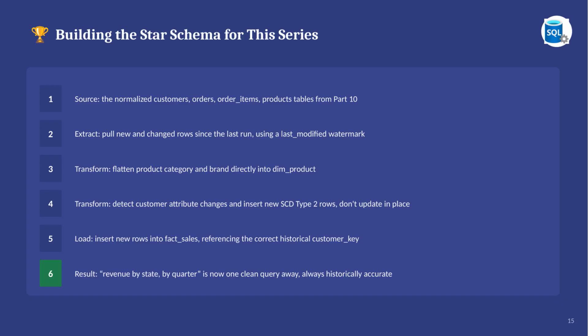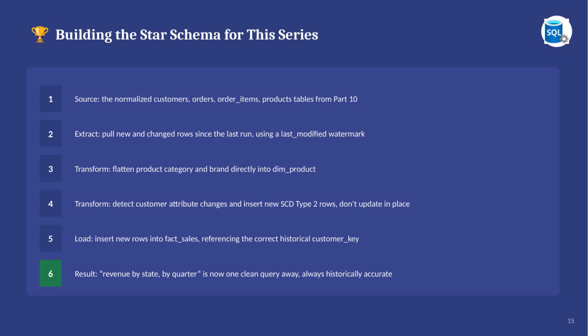Let's walk through building the actual star schema for the exact business we've used throughout this whole series. Source: the normalized customers, orders, order items and products tables from part 10. Extract: pull new and changed rows since the last run, using a last modified watermark column. Transform: flatten product category and brand directly into dim product. Transform again: detect customer attribute changes, and insert new slowly changing dimension rows instead of updating existing ones in place. Load: insert new rows into fact sales, each one referencing the correct, historically accurate customer key for that point in time.